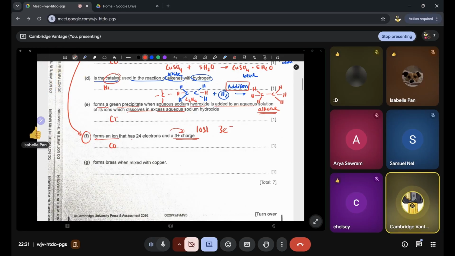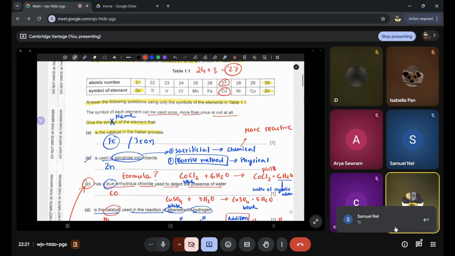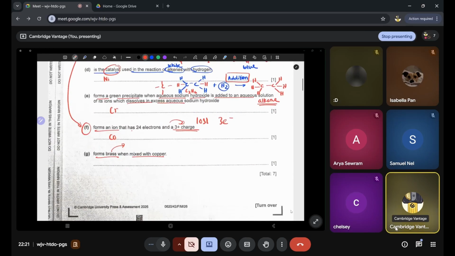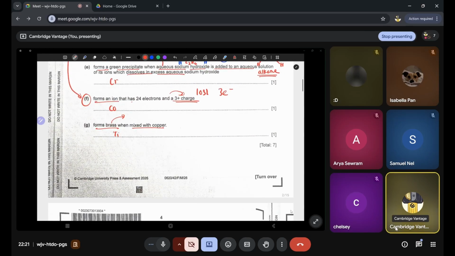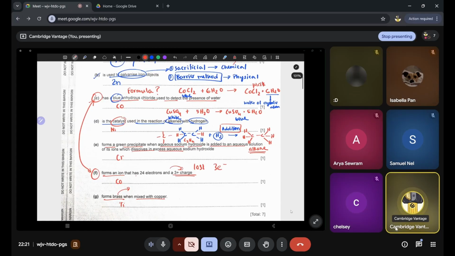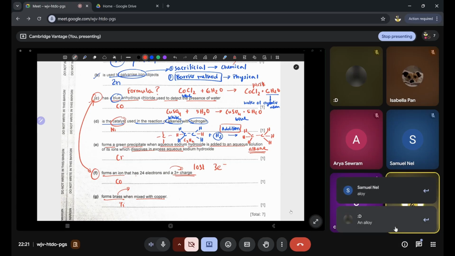Let's look at G. Forms brass when mixed with copper. What is the name given to brass? By the way, Samuel, EI. All right. But what is the name given to brass? What is brass? Yeah, it is an alloy.